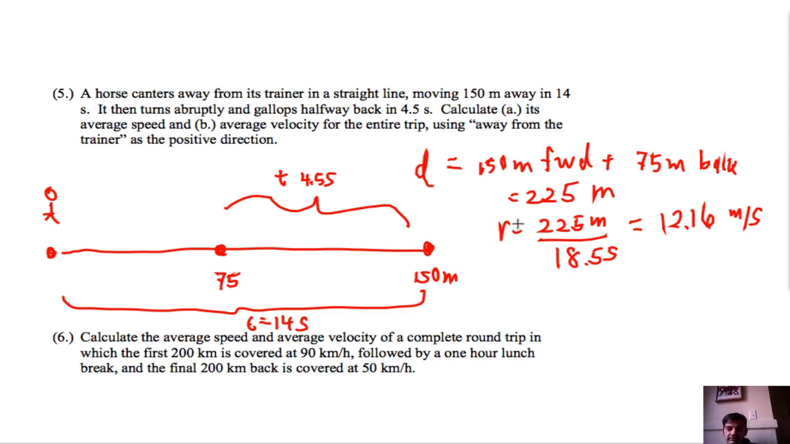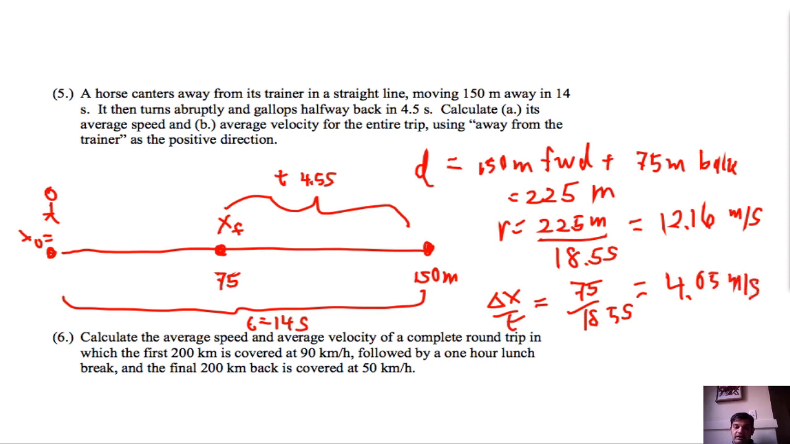So this is the speed. Now, if we want to get the average velocity, that's going to be delta x over t. My displacement: x final is 75, x initial is 0, so that's 75 divided by 18.5 seconds. So 75 divided by 18.5 gives me 4.05 meters per second, and that would be away from the trainer.